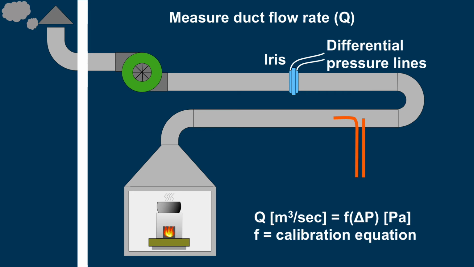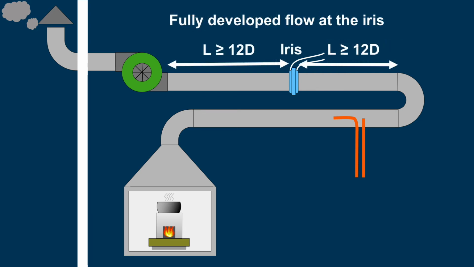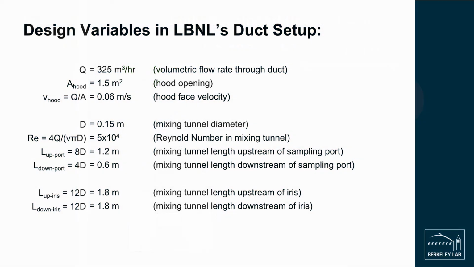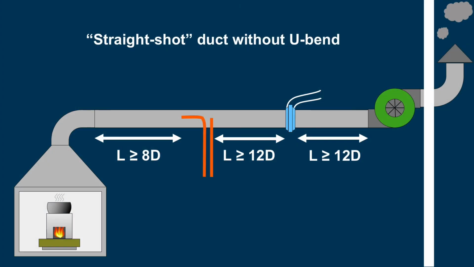The iris is installed downstream of the sampling probes and upstream of the blower. The iris must be exposed to a fully developed flow profile in order to output accurate differential pressure measurements. We recommend installing straight ducting that is at least 12 times as long as a duct diameter on either side of the iris. Given the dimensions of our lab, it was not possible to fit a single, straight length of duct with the requisite distances between the hood, sampling probes, iris, and blower, as shown in this diagram.